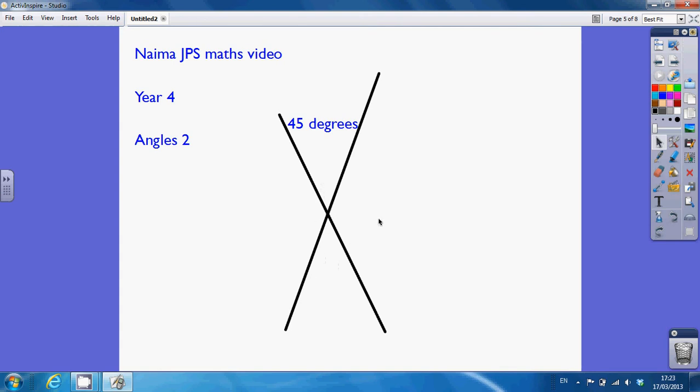Now it's round a point, so we know the total has to be 360. So the total is 360 and these two are 90. So if we do 360 take away 90, we get 270. So the total of these two here is 270. Now we want to know what each one is. So obviously we have to halve 270 because they're both exactly the same. 270 halved is 135. So each of these two angles is 135 degrees each.